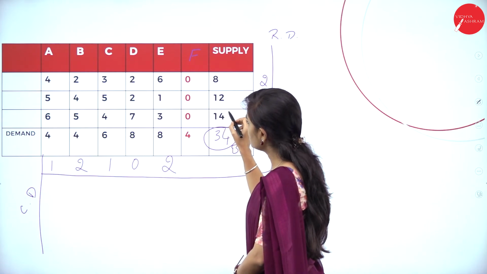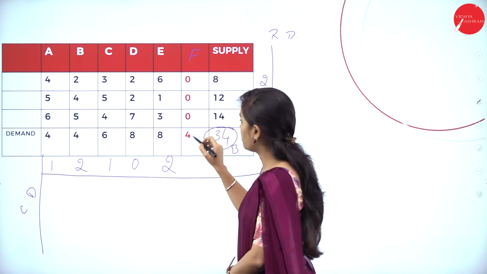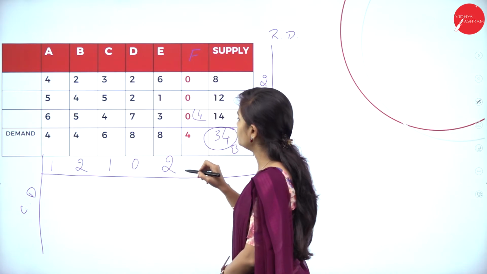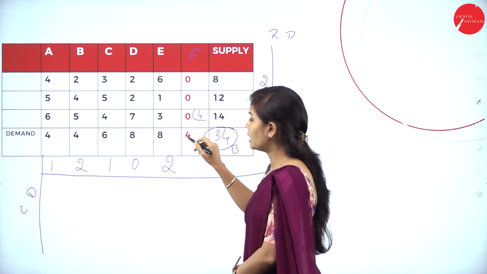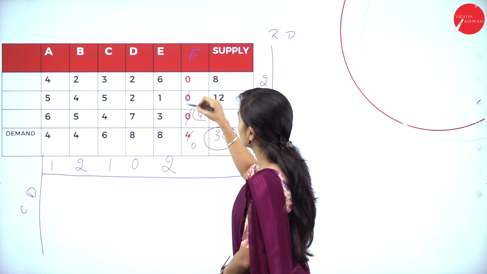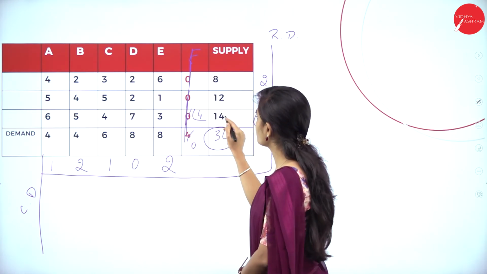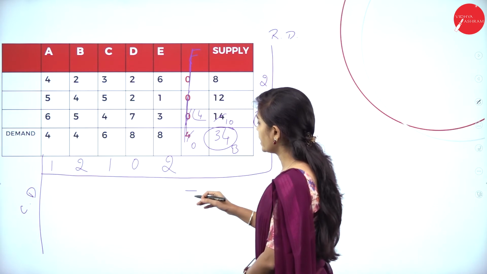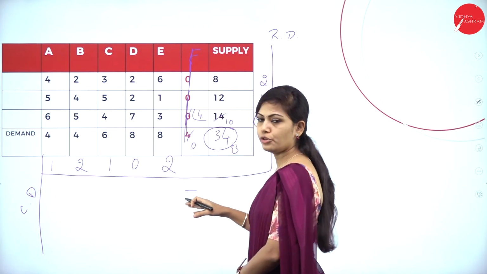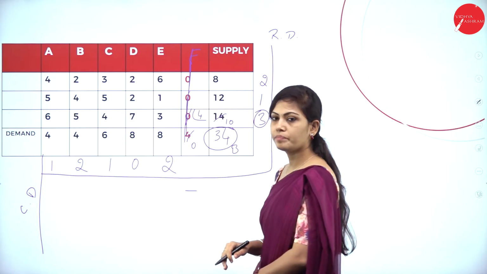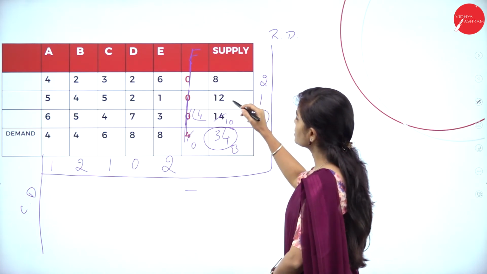You just check the supply value and demand value. Demand value is lesser than supply value. So, I will allocate 4 rupees to this cell. It will become 0. You can cancel this entire column. So, 14 minus 4 is 10. In the next step, no need to find the value here. So, it gets cancelled. So, again find the row difference.